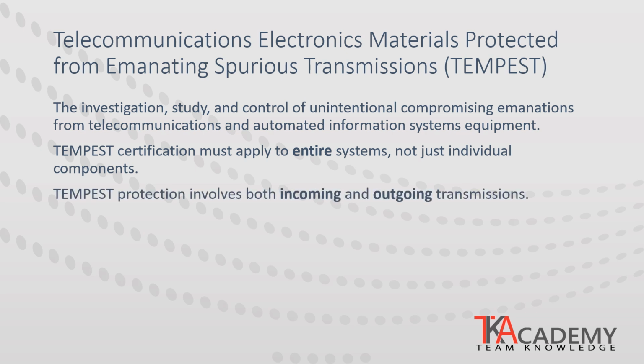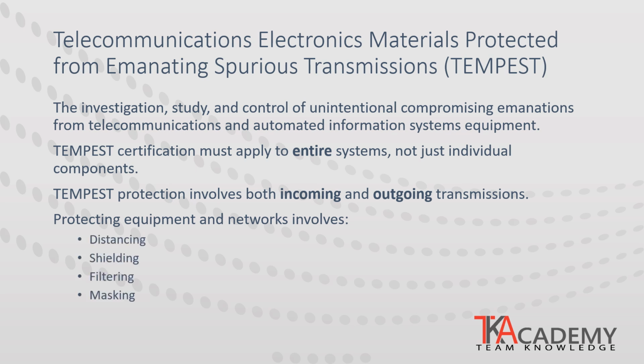Tempest controls are concerned with both incoming radio frequency interference, or RFI, and outgoing transmission interceptions that may contain sensitive or classified information. There are 4 techniques that can be implemented to protect equipment and networks from Tempest threats: distancing, shielding, filtering, and masking.